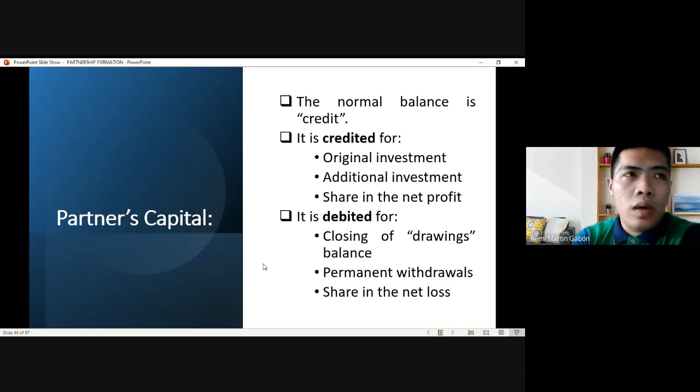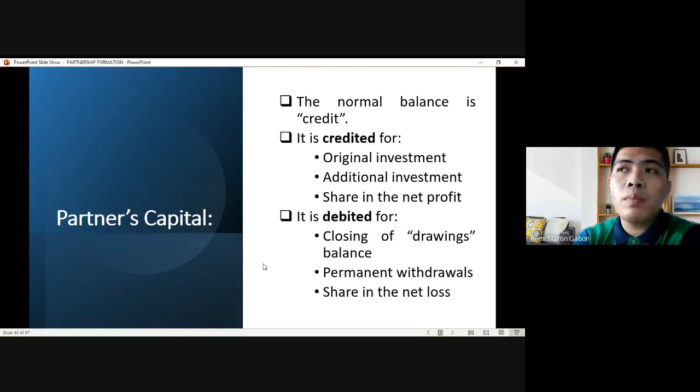Okay? So the partner's capital account is credited for original investment. When you say original investment, it is the original contribution to the partnership. Then next is additional investment. When we say additional investment, it is an additional contribution to what you have originally contributed. Then another one is share in the net profit.